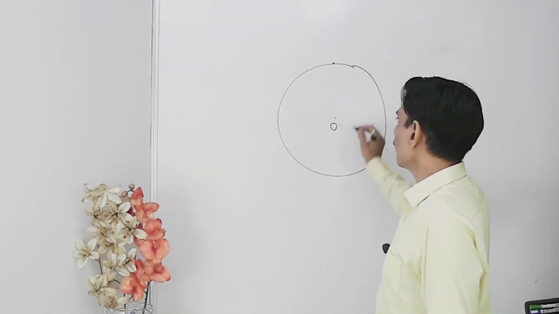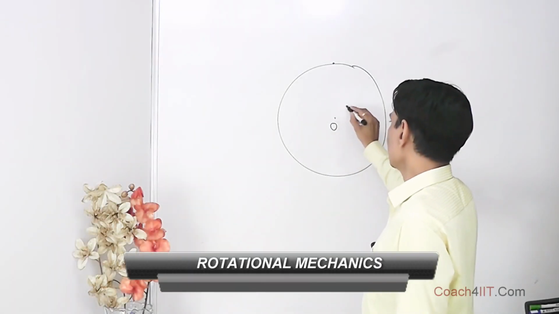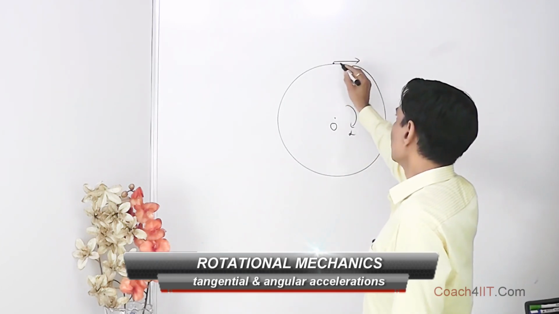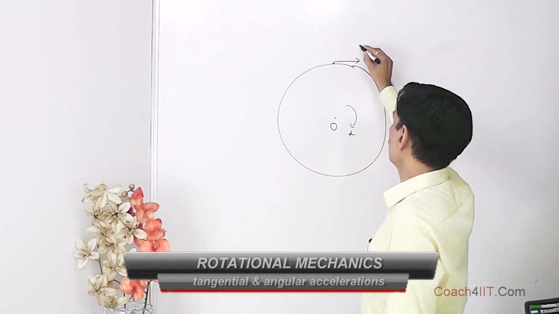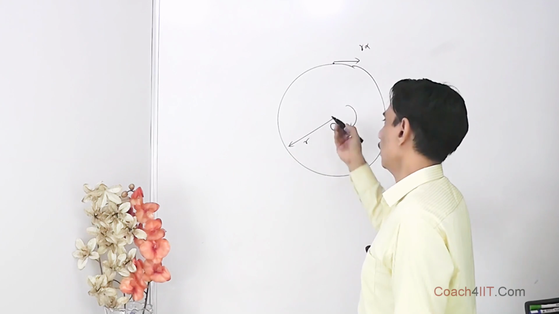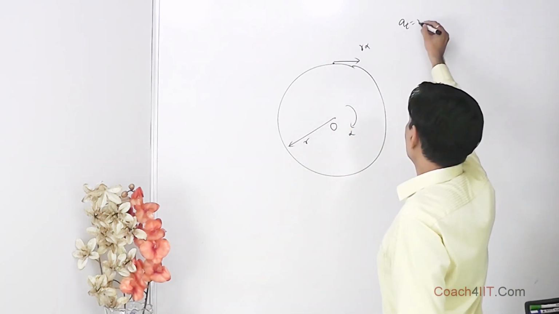Let's say this wheel is rotating about this axis, which is stationary, and it has an angular acceleration alpha. So the tangential acceleration of a point on it is going to be r into alpha, where r is the radius of this disc or this body. So we say a_t is equal to r alpha.